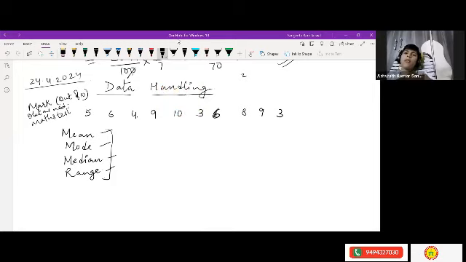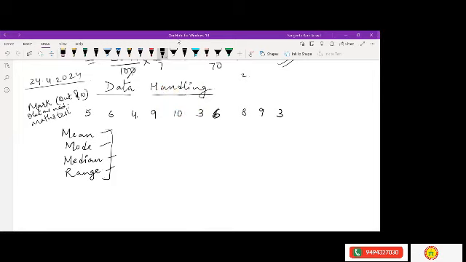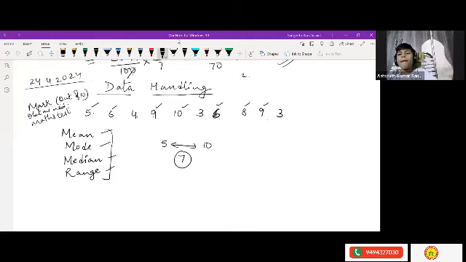More. So that means this student has got 5 marks, this has got 6, this has got 9, 10, 6, 8, 9. So how many children have got marks between 5 to 10? That is 1, 2, 3, 4, 5, 6, 7. 7 students have got marks between 5 to 10.